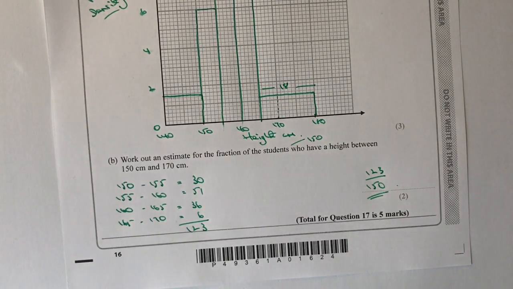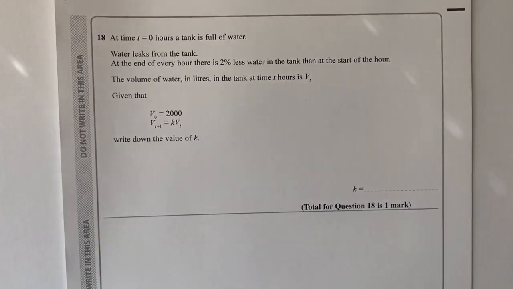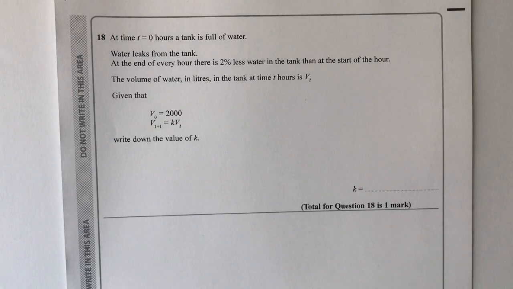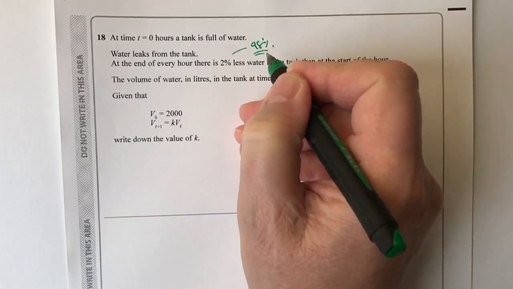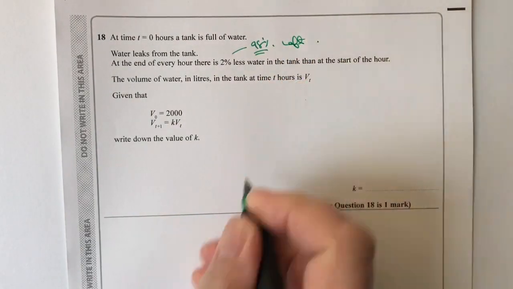Okay, and question number 18 is just one of those questions that's only worth 1 mark, but it just takes a little bit of time to figure out what it is that they're talking about. So at a time t equals 0 hours, a tank is full of water. Okay, so we've got this water in this tank and then it's basically leaking away. At the end of each hour, there is 2% less water in the tank than at the start of the hour. Okay, so in other words, what we're saying is that there is 98% of the water left in the tank. Okay, 98% left at the end of each hour.